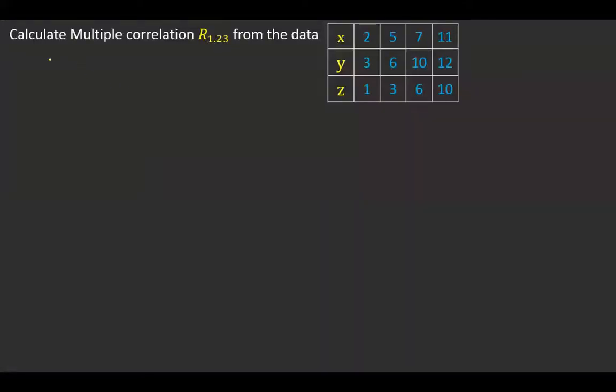Okay. I'm going to show it here. Now calculate the multiple correlation R1.23. Sometimes they will tell you R2.31. Like this also they can tell, whichever is asked. According to that, you are going to alter the formula and we are going to do it.